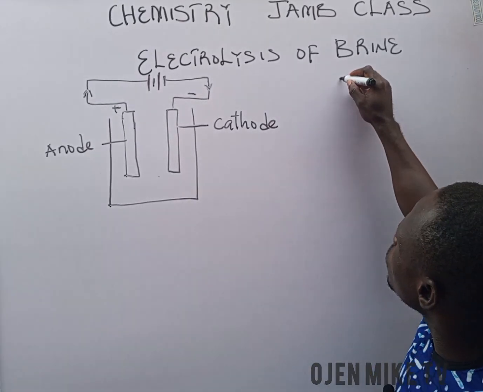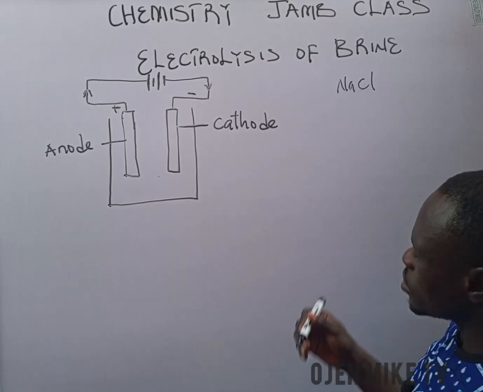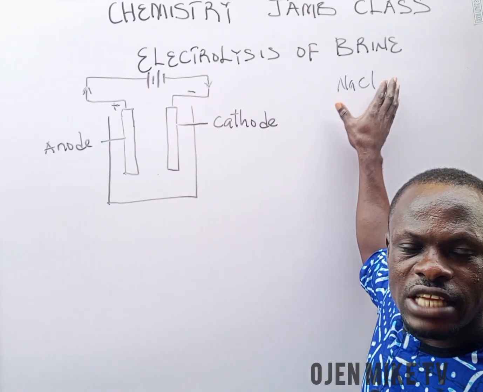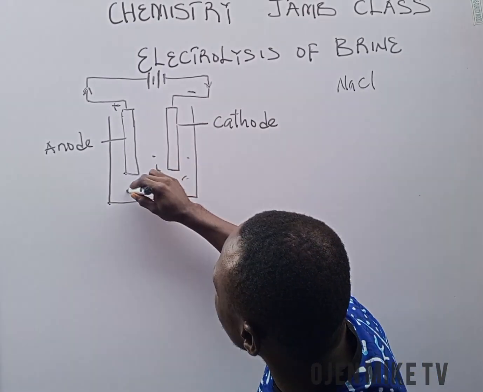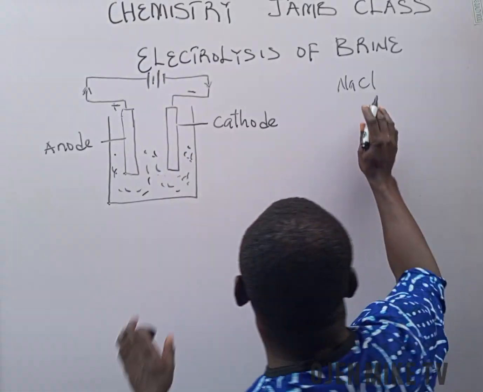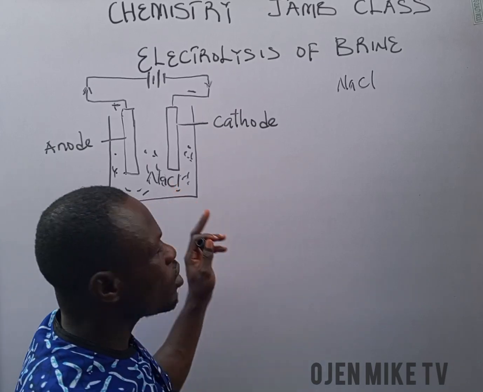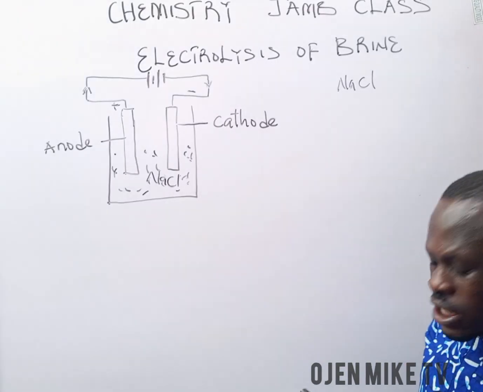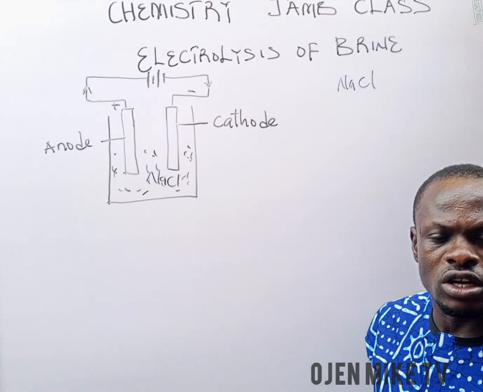Now when you talk about electrolysis of brine, we are talking about brine solution, which is sodium chloride. This sodium chloride is acting as your electrolyte. You carry this sodium chloride, sodium and chlorine. Remember, when you put sodium chloride in electrolysis, it means it is in a solution, because electrolysis can only happen in a molten form or in a liquid form.